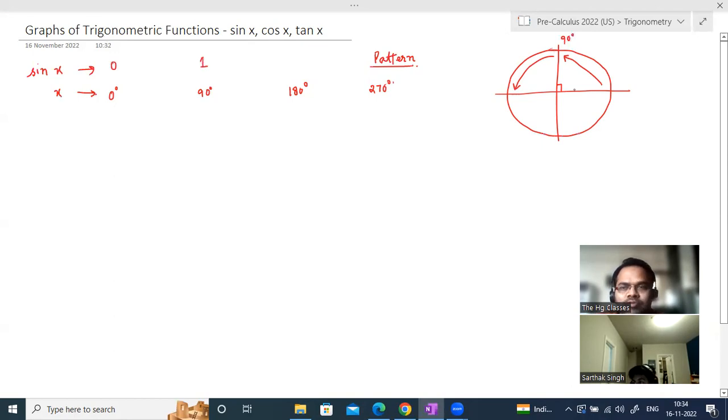At 0, it is 0. And at 180, it is again 0. And then it will increase on the negative side. So negative 1. And then it will start reducing on the negative side, and it again becomes 0 at 360.